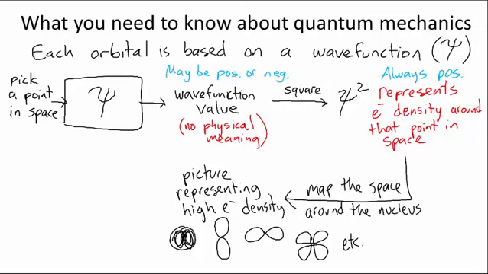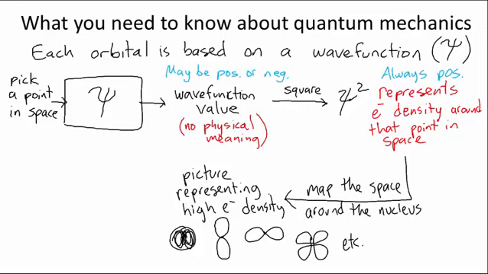So whether the wave function is positive or negative actually has no impact on the electron density, right? Negative 2 squared and 2 squared give the same electron density value. But the wave function value is going to be important when we start combining orbitals, because when we combine orbitals, what we do is actually add the two wave function values. So, 3 plus negative 2 is a lot different from 3 plus 2.